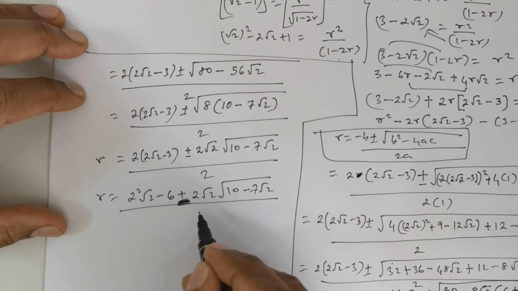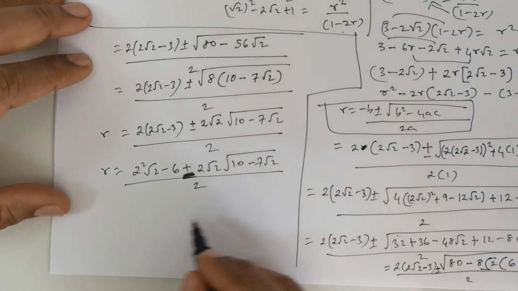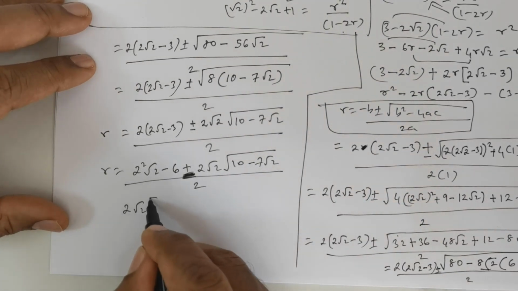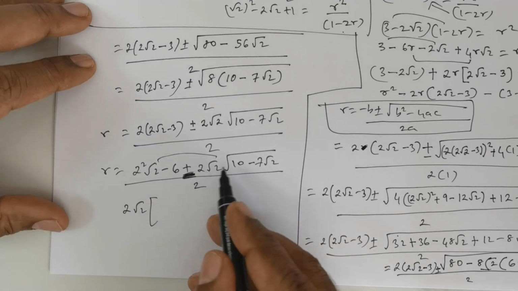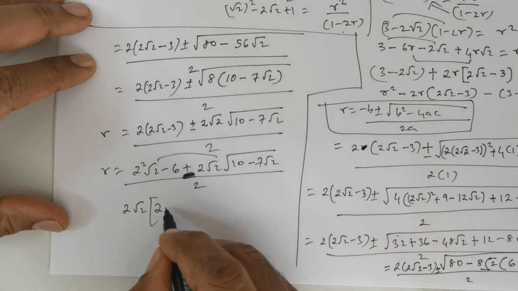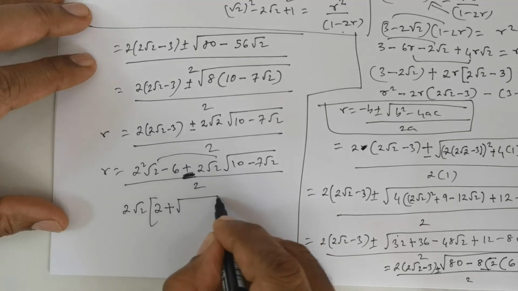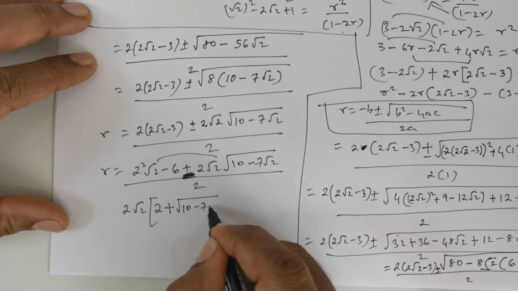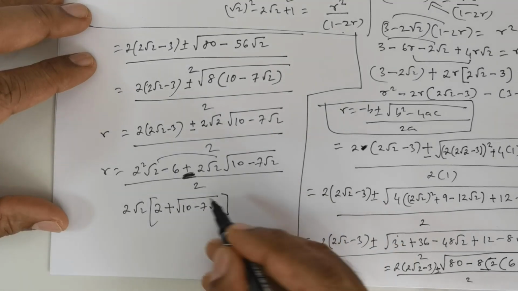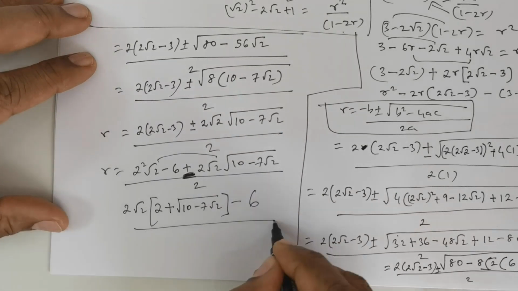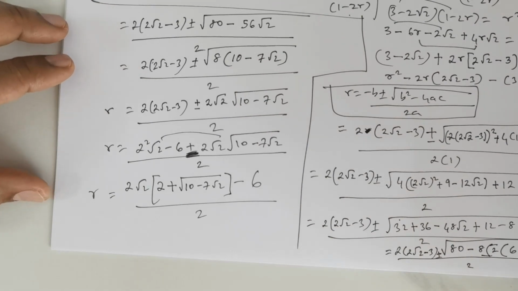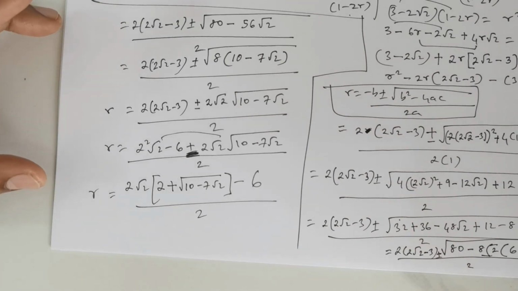I don't need to take that negative sign, divided by 2. So I can club these two together. So this is going to be 2 times root 2. I'm clubbing these two together. And if I were to do that, I would get 2 here, and then plus root of 10 negative 7 times the root 2. Right? And that is fine, followed by a negative 6 divided by 2. So this is the value of R. Now we need to simplify and get the value of R.